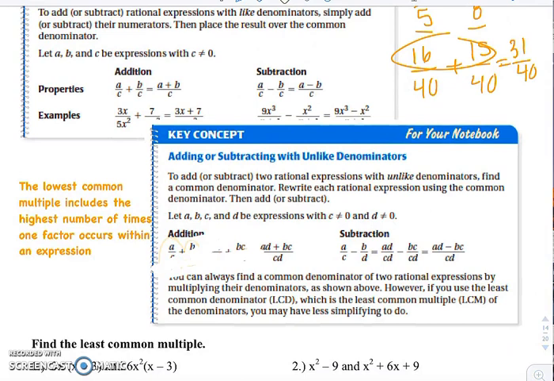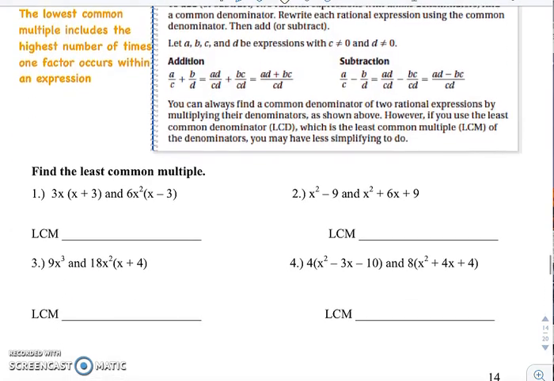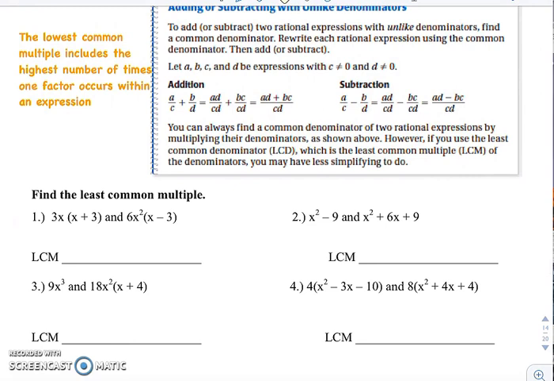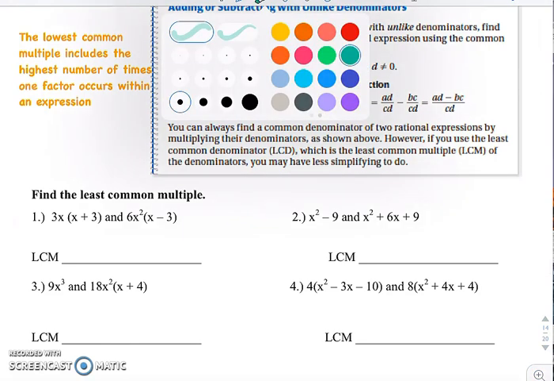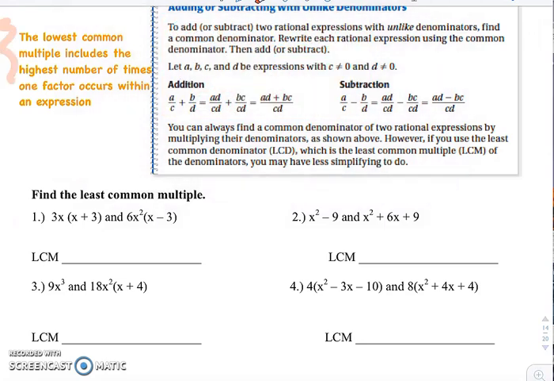So we will add and subtract fractions, but we're first just going to practice finding the lowest common multiple. I'm hoping it makes a little more sense once we get going here. The lowest common multiple includes the highest number of times one factor occurs. So it kind of seems backward, like you think lowest common multiple, but it's the highest number of times. So hopefully it'll make sense once we get into it a little bit here.